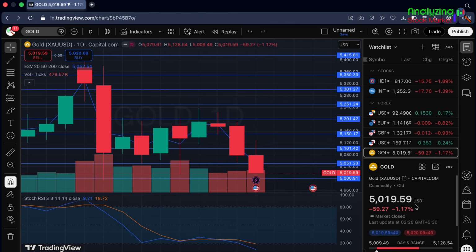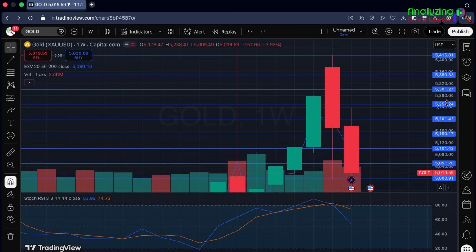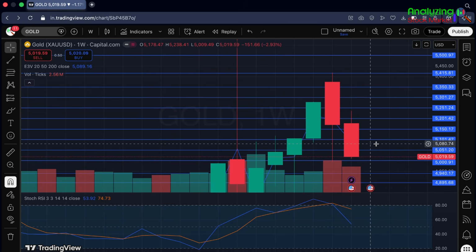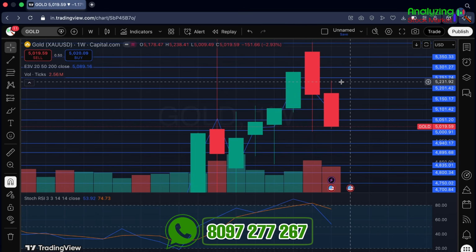So let's check our weekly chart first. Let's open our weekly chart over here. Yeah, this is the weekly chart. Currently in this weekly chart we can see a good bearish candle with a big body, a small lower wick and a medium upper wick. The stochastic RSI is at around 53-74 level, which is indicating a slight negative momentum.